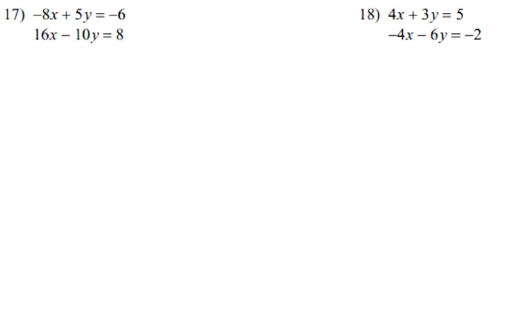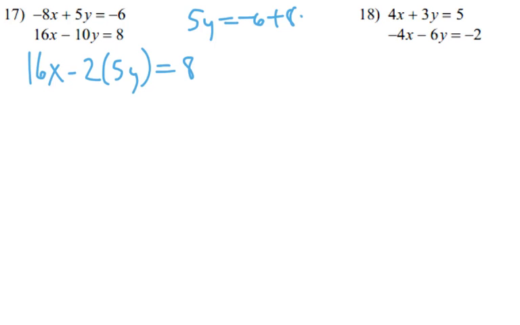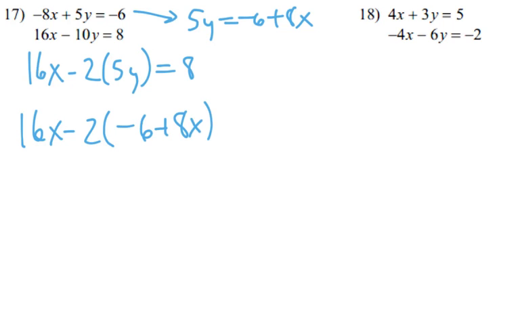Alright, let's take a look at 2 more of these. On number 17, if we look at this one, 5y and 10y are kind of connected, right? So we could think of that 10y as 16x minus 2 times 5y, right? Then if we solved for 5y by adding 8x, we get 5y equals negative 6 plus 8x on that top equation. So then I would just substitute the 5y with the negative 6 plus 8x.